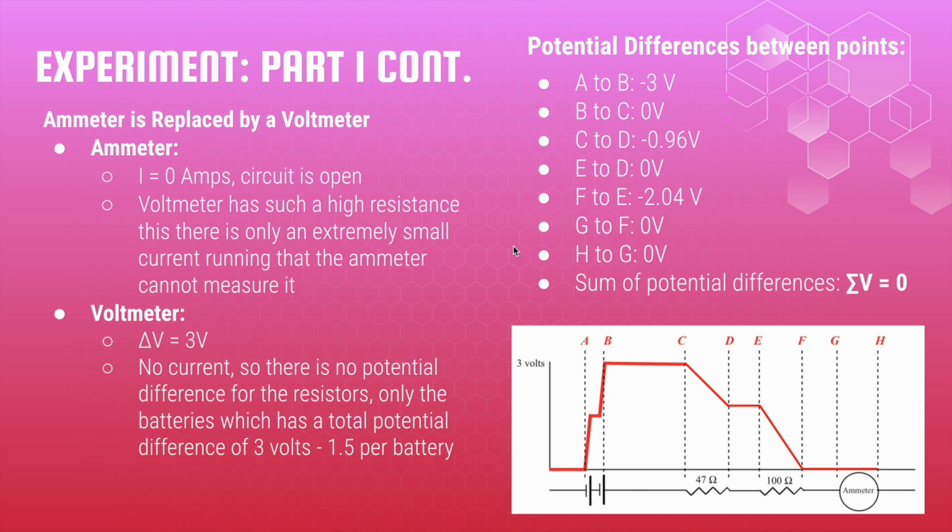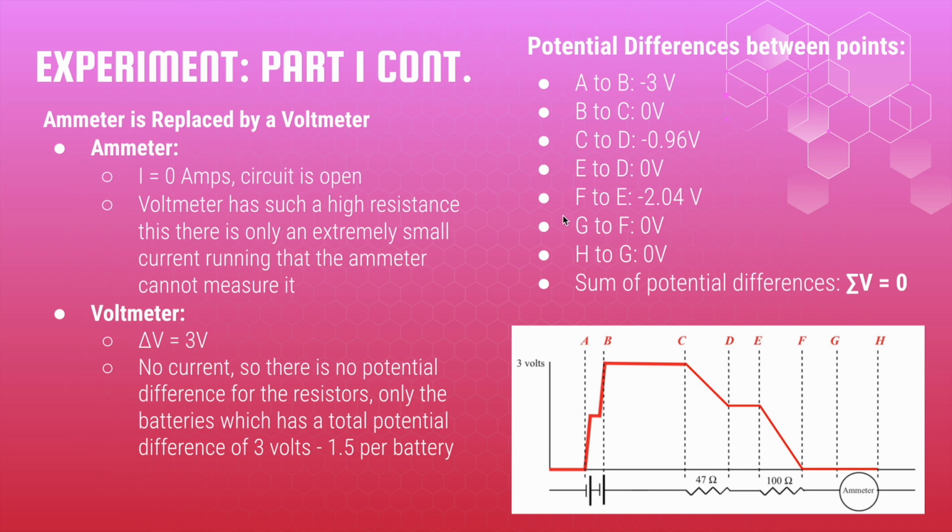Next, we replaced the ammeter by a voltmeter. The current read 0 amps because the circuit was open, and the voltmeter has such a high resistance that there is only an extremely small current running that the ammeter cannot measure it. The voltmeter read that the electric potential difference was 3 volts. There is no current, so there is no potential difference for the resistors and only the batteries, which has a total potential difference of 3 volts, or 1.5 volts per battery.